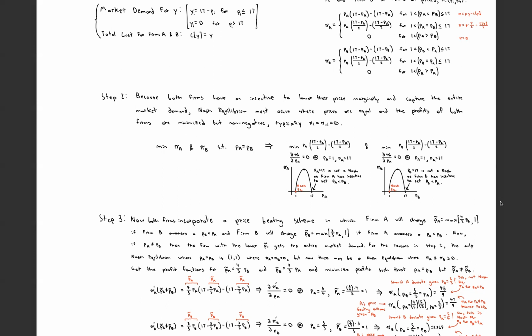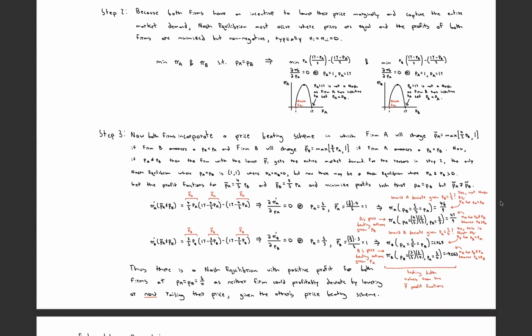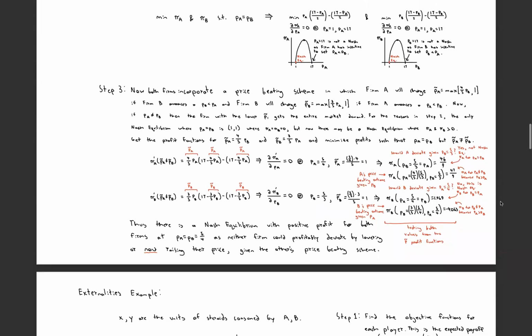Now, there might be a Nash equilibrium where the profits of both are greater than 0. And this is going to involve, I'll walk you through it here. So basically, we're going to get the profit functions for price of A times the slope, I believe that is, of the other good. And we're going to minimize profits such that the profits of A equals the profits of B, but price of A does not equal price of B. Because again, that's how low they can go. We've got the problem walked through there.